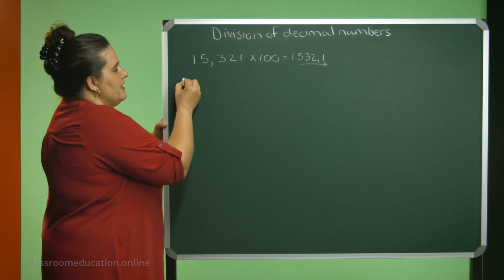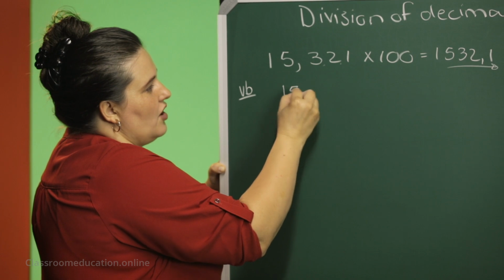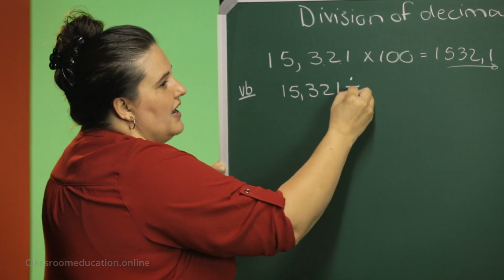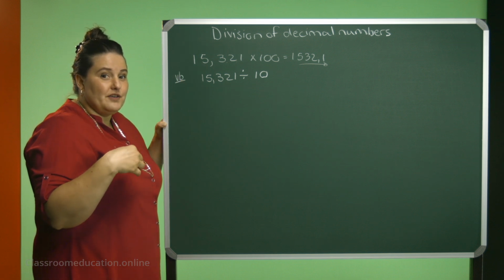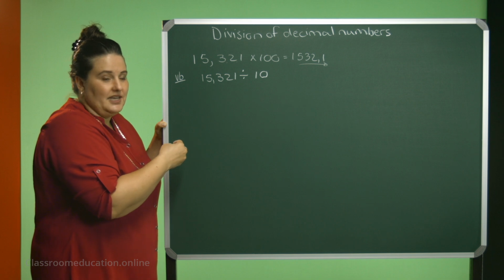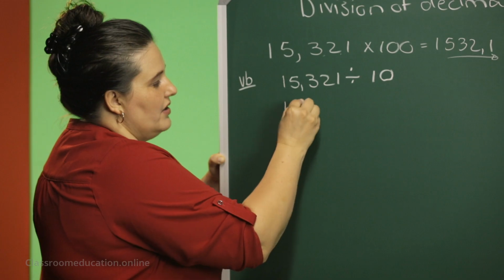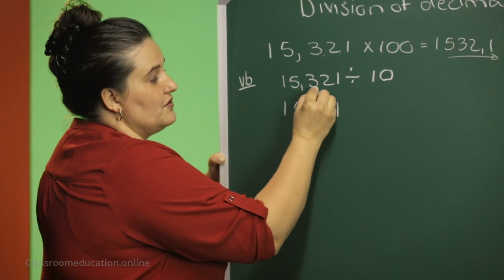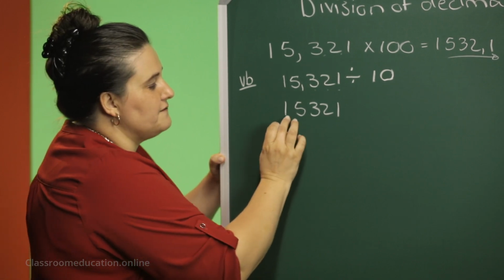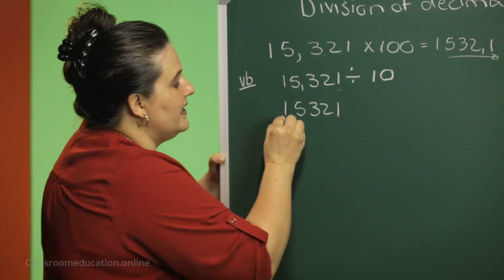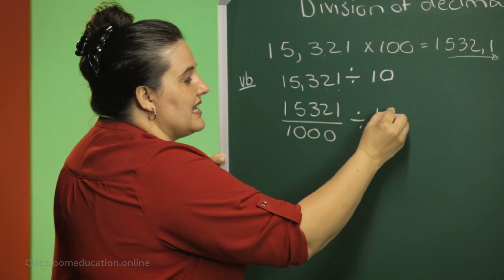Let's say I give you something like 15,321 divided by 10. Before we move the comma like we did in the multiplication, let's rewrite this first as a common fraction. So 15321. There were 3 decimal spaces, so it means that we are talking about thousandths. So this is 15,321 thousandths, okay, divided by 10.